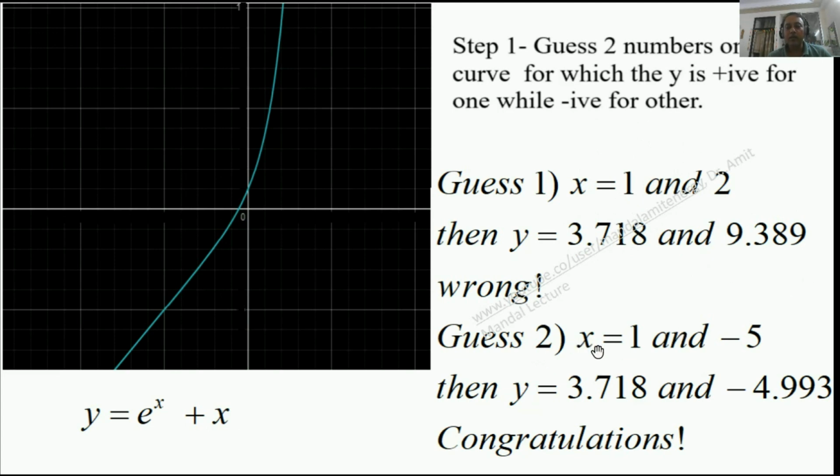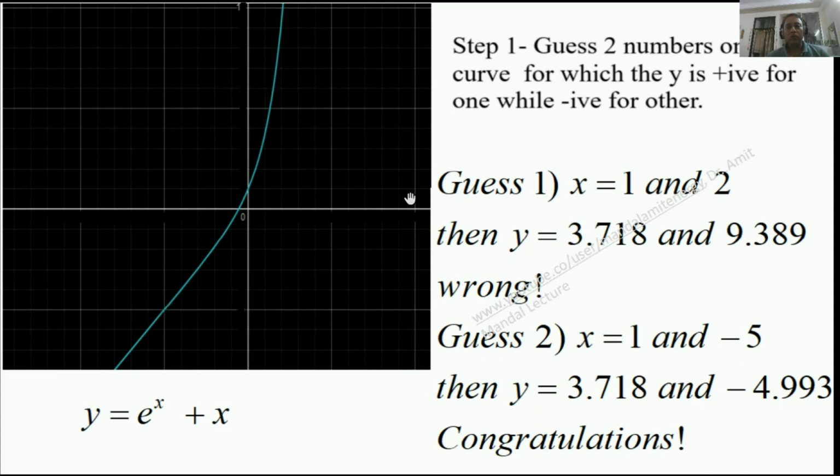For the second guess, I take x equals 1 and x equals minus 5. For x equals 1, I get y equals 3.718, and for minus 5, putting it in this function, I get minus 4.993. So this is a correct guess: for one x the y is positive, for the other it is negative. The 2 points are (1, 3.718), which must be in the first quadrant, and (minus 5, minus 4.993), which must be in the third quadrant because both are negative.